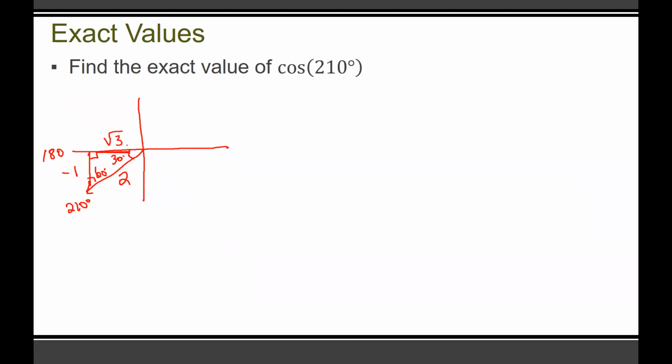But once again, notice x is in the negative section here, so you should make it negative square root 3. So now we have all three sides of our triangle formed. That means we can start figuring out what the exact value of cosine 210 is.